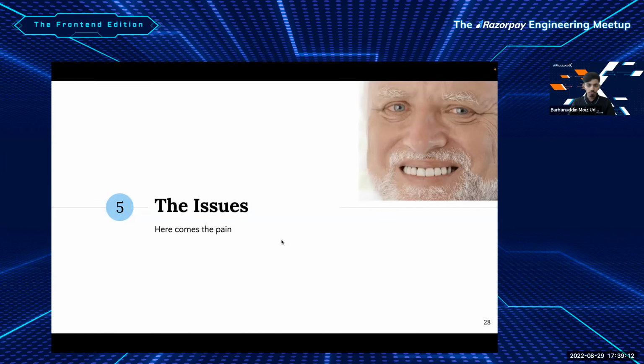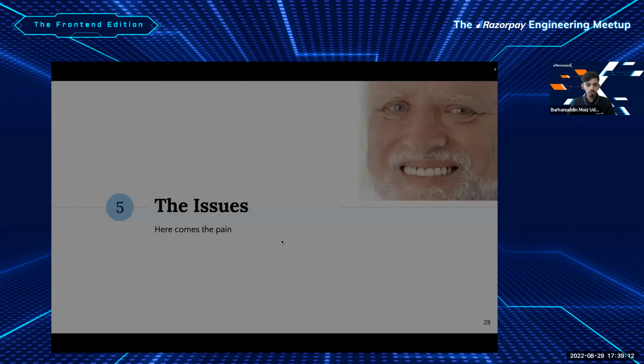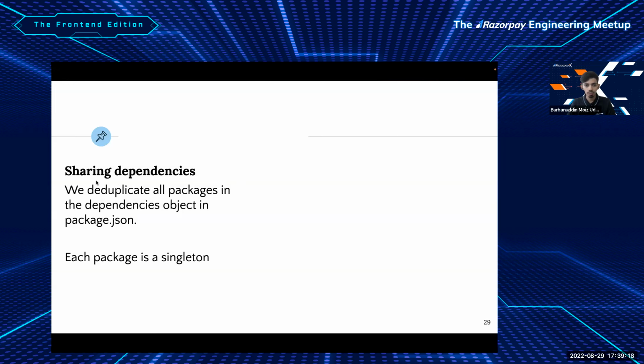Okay, so the first one we already discussed: sharing dependencies. We only want one version of React, only one version of React Router, only one version of Redux to be present on the page. And you want the instances to be shared across whatever app we come up with, right?